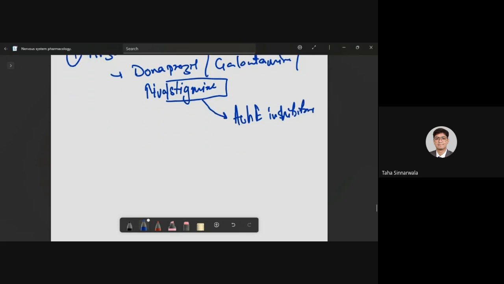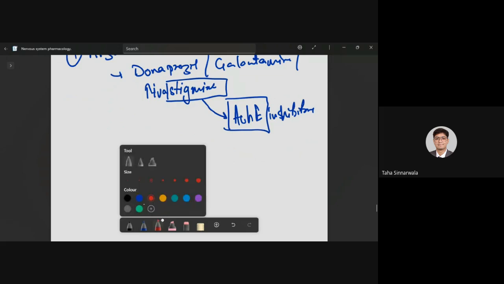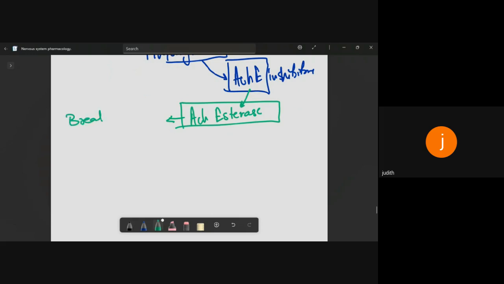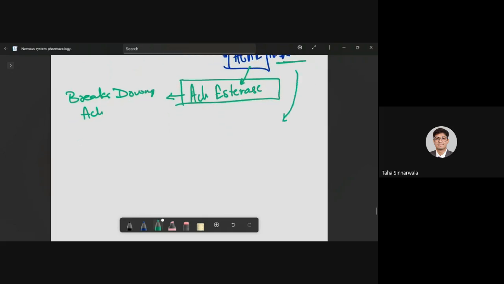Basically, what these medications are doing is blocking one specific enzyme, called acetylcholinesterase. And what does this enzyme do? It breaks down acetylcholine into choline and acetate at the neuromuscular junction. So it breaks down ACh. Now if we're inhibiting this enzyme, ultimately what these medications do is they increase acetylcholine.